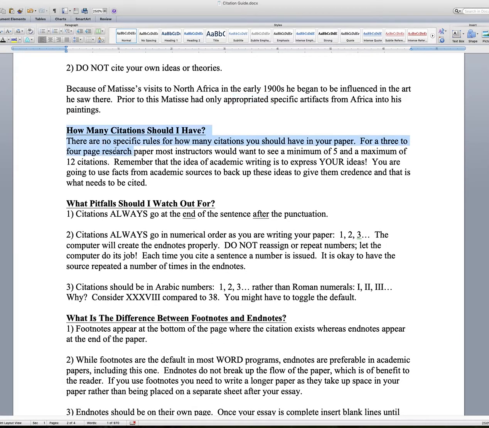How many citations should you have? There's no specific rule for how many citations you should have in a paper. But for a standard 3 to 4 page research paper, I would imagine most instructors would want to see a minimum of 5 and a maximum of 12 citations. If you have 26 citations in a 3-page paper, that is way too many. Remember that the idea of academic writing is really to express your ideas, and you're going to use these facts from academic sources to back up your ideas, to give them credence, and that's what we need to cite.